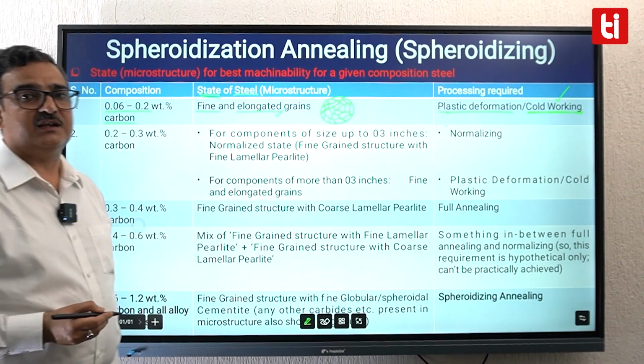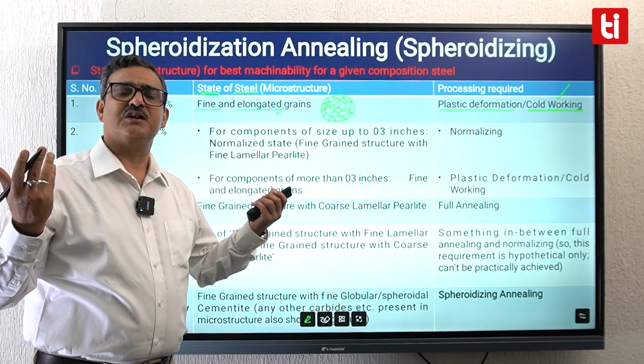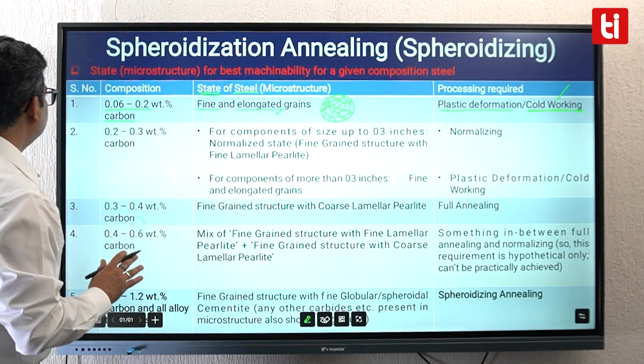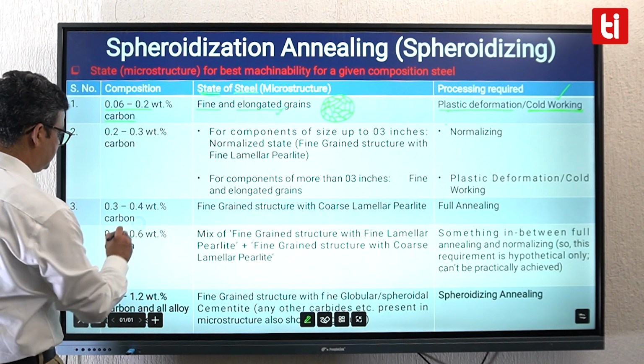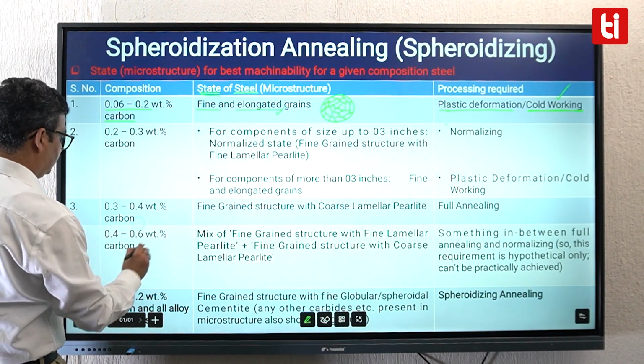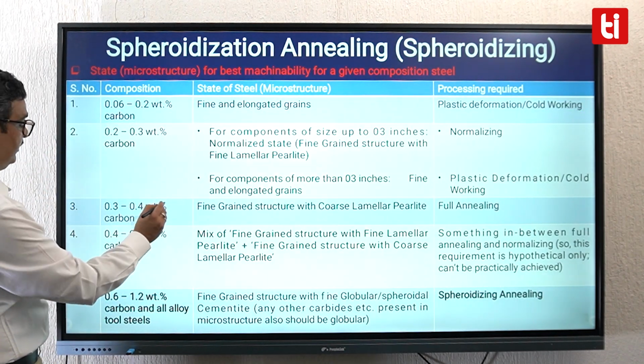Elongated grains structure, their machinability would become excellent. Similarly, students, if you had, okay, let me change the color of this, it is not that legible.